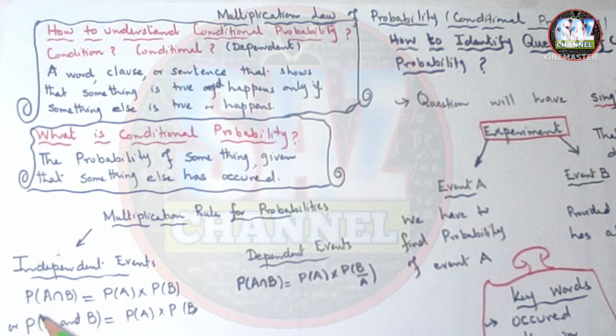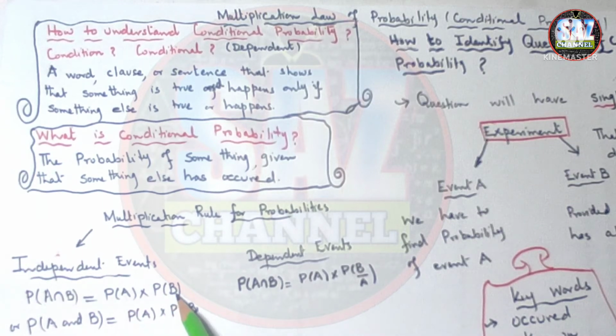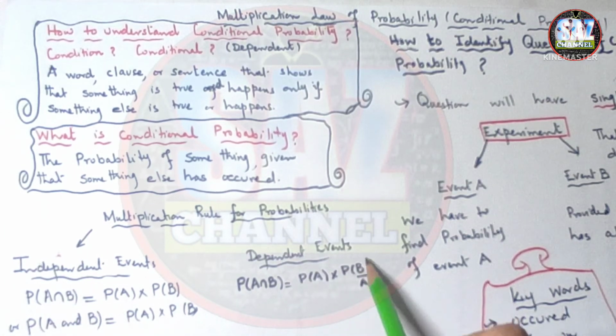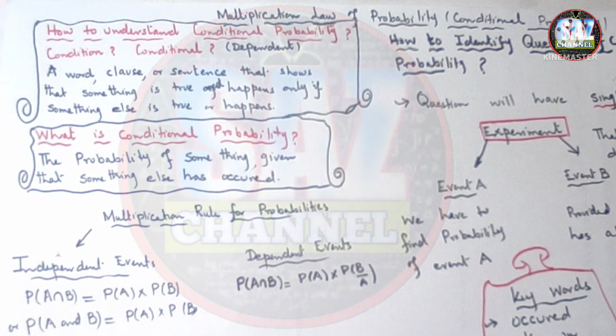In case of independent events, you have to find the probability by using the formula that probability of A intersection B will be equal to probability of A multiplied by probability of B, and the key word is probability of A and B. And for dependent events, probability of A intersection B will be equal to probability of A multiplied by probability of B given A, because in case of dependent events there will be something common in both of the events, so we have to take care of that.